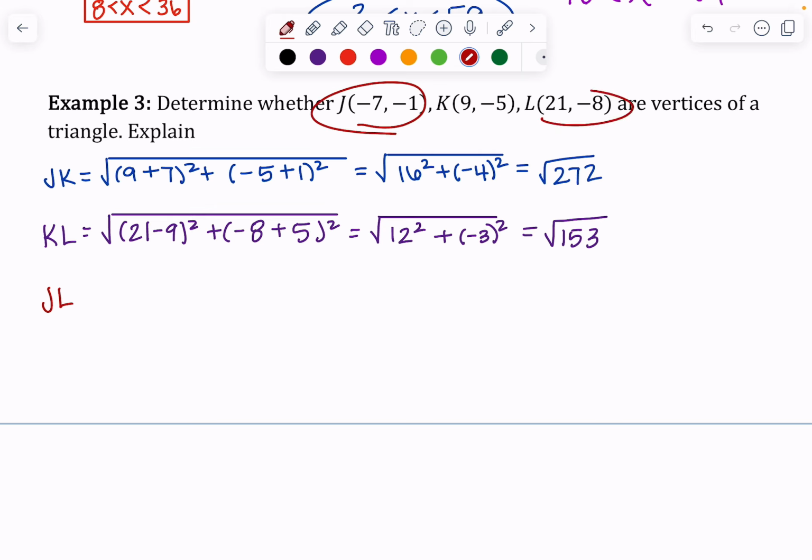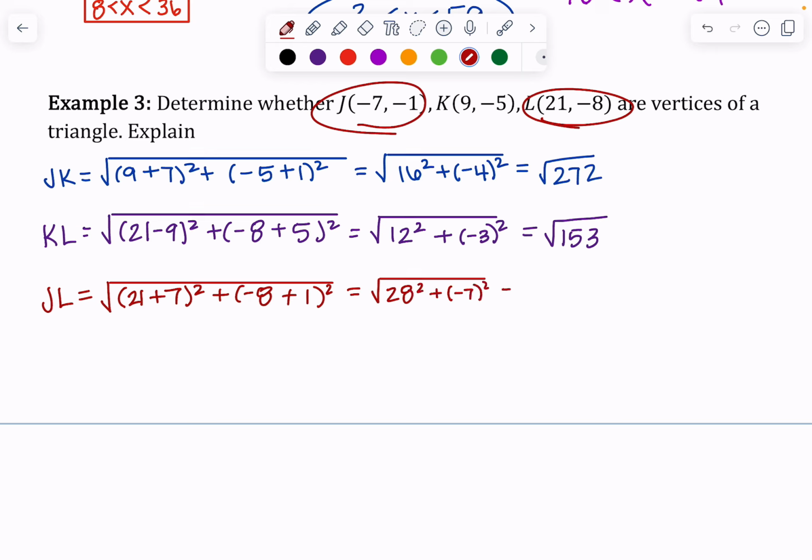Okay, now let's find the distance between J and L. So I'm going to take 21 minus negative 7 squared and negative 8 minus negative 1 squared. So I have 28 squared and negative 7 squared. So we get the square root of 833.